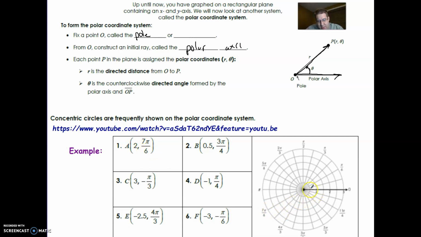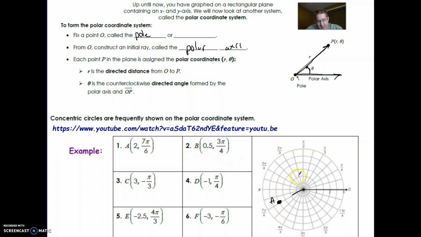Now, you don't really need to know that, because you do know that it's going to be right here along this line, and it's going to have a radius of 2. So find 2. 2 is going to end right there, and that's my answer. So that would be point A. Point A happens to be 2 away from the center, and it's at 7 pi over 6.